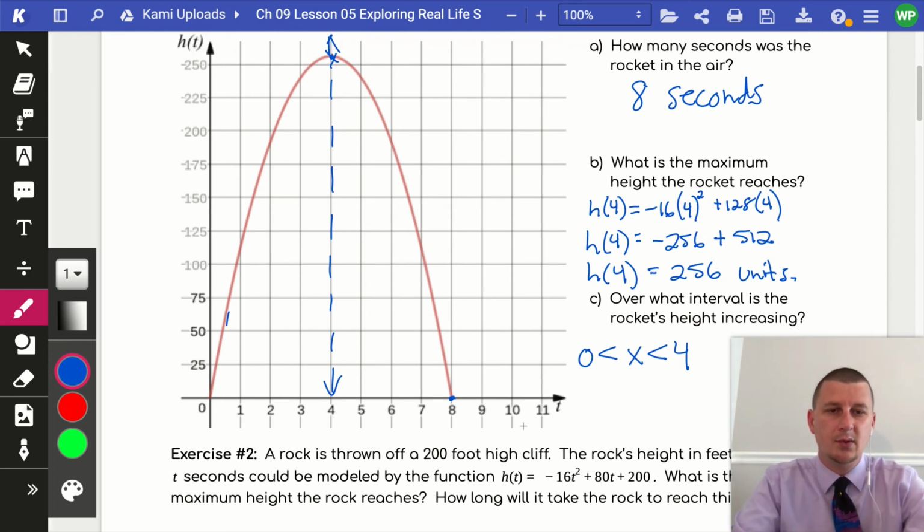Now, in this question, we looked at how many seconds a rocket was in the air, what's the maximum height that rocket reaches, and over what interval the rocket's height was increasing.